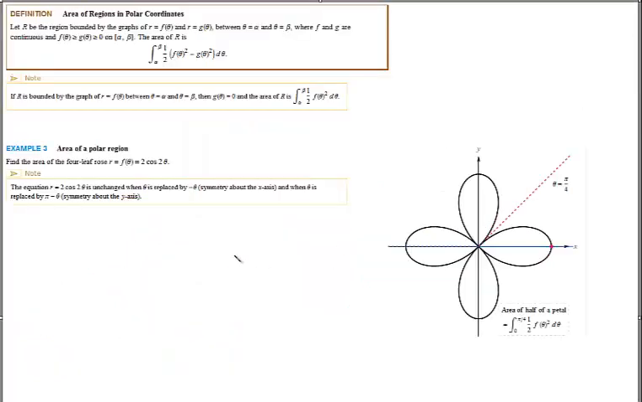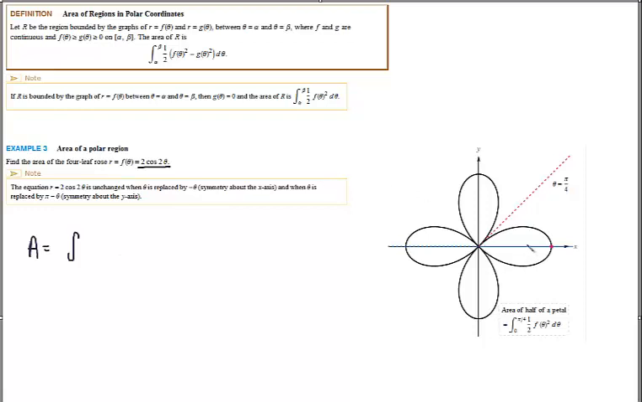Our next example is to find the area under the curve. So we're looking at a 4-leaf rose with this being our polar equation. We have a definition of area. It is given here. So our area is going to be, now we're going to use symmetry for this one.